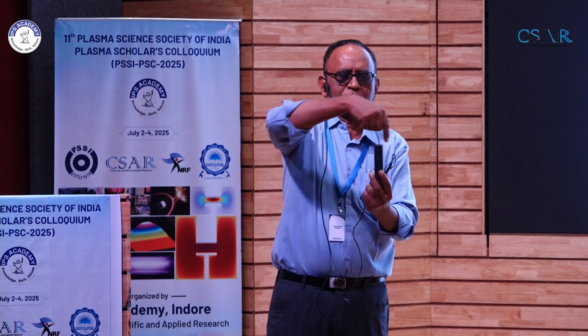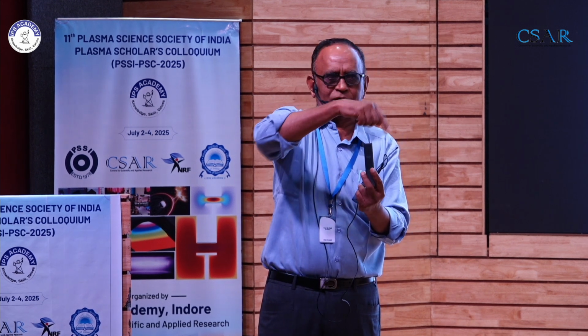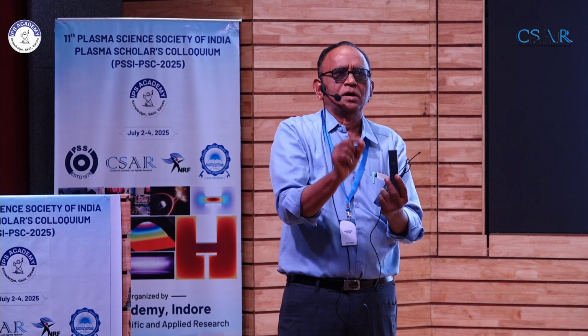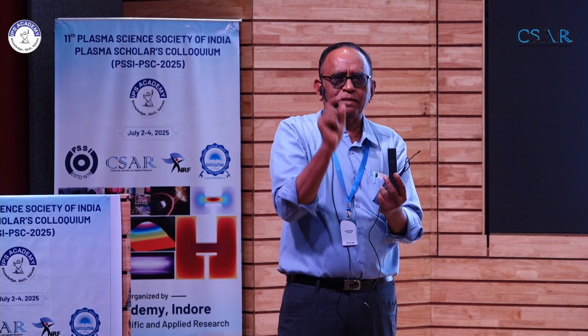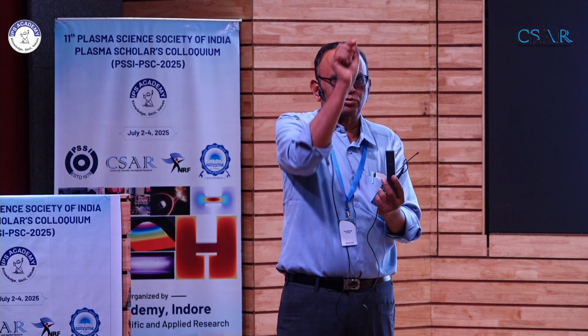Now imagine the electron is gyrating around the magnetic field lines, and the frequency of gyration of this electron is eB upon m. For 2.45 gigahertz frequency, that gyration frequency can be made 2.45 gigahertz when the magnetic field strength is 875 Gauss. So you have to tune the magnetic field strength so that it becomes 875. Now, under that condition, what will happen?